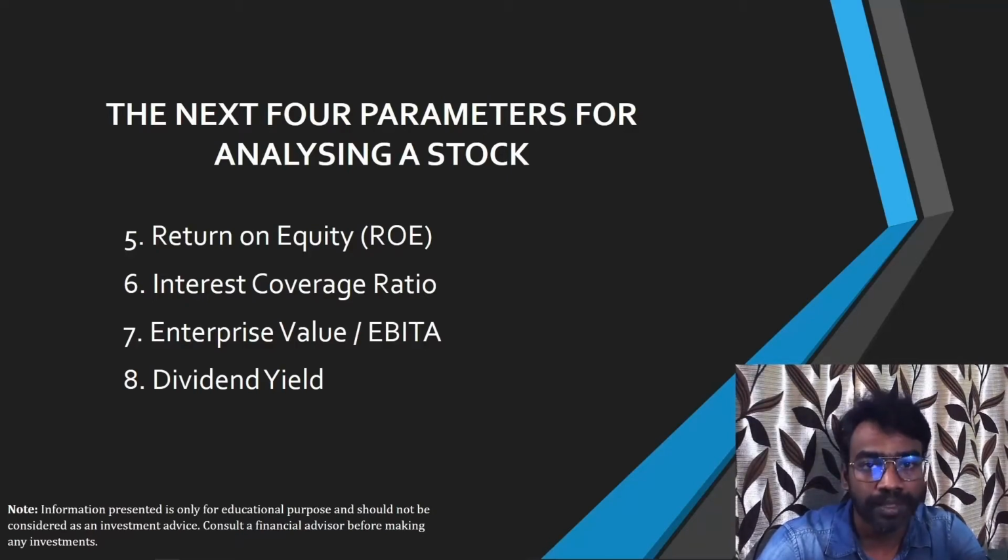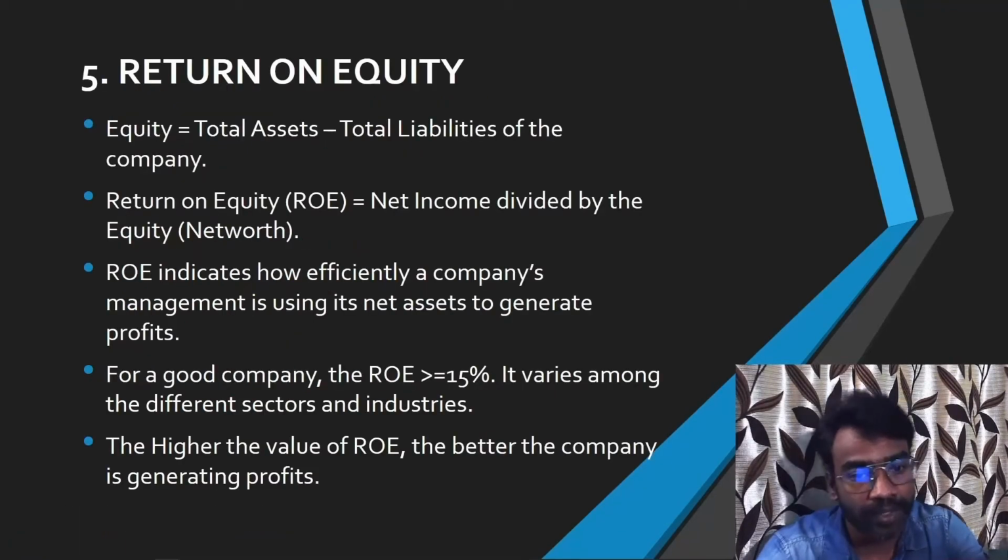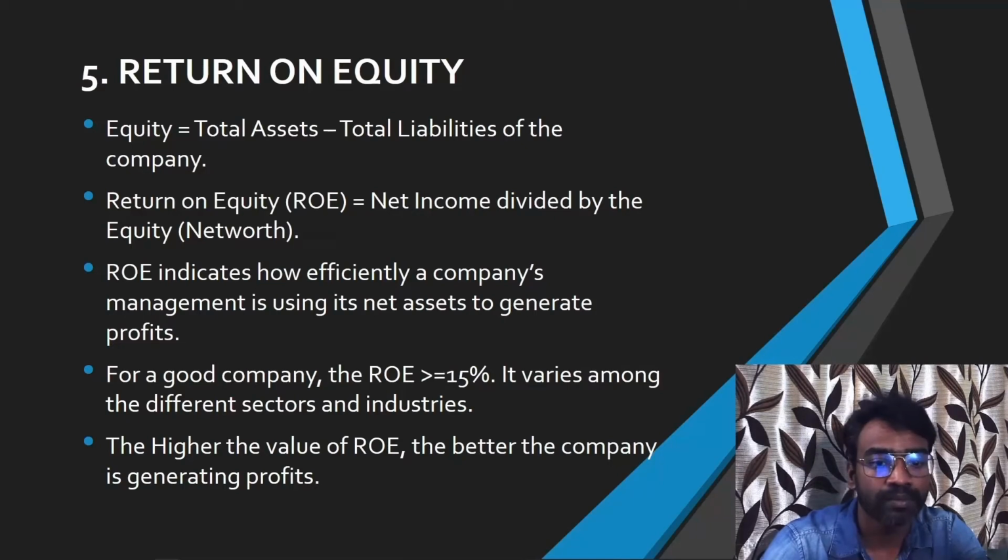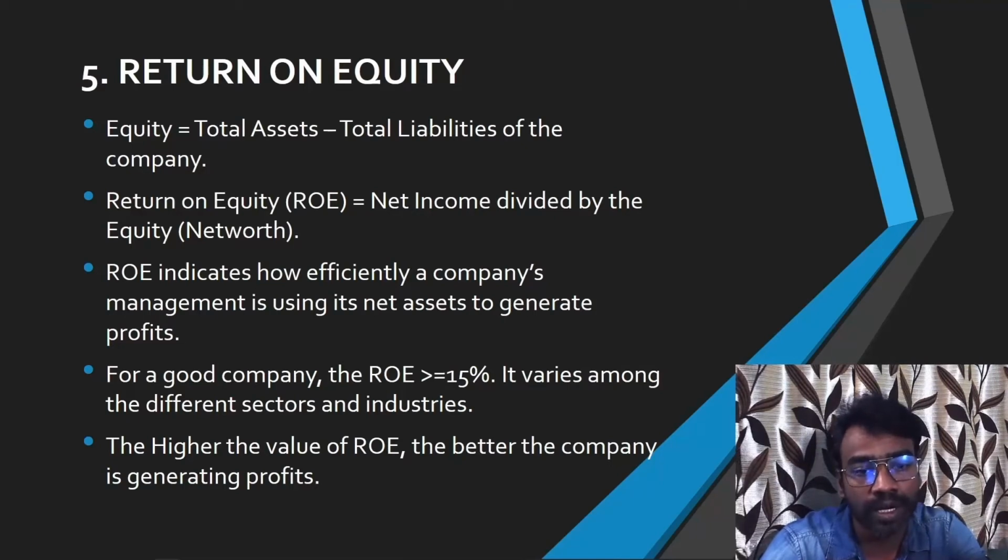Let us get into the topic. The next 4 important parameters for analyzing a stock. Return on equity. We have already learned that equity equals total assets of the company minus total liabilities of the company. Therefore, it is very simple to understand the term return on equity. It means net income divided by equity or net worth. It is denoted in terms of percentage.